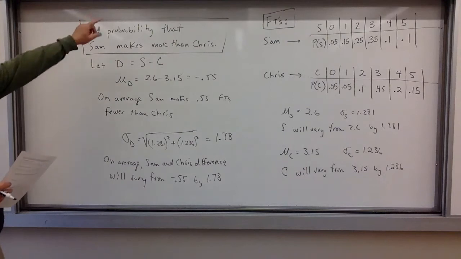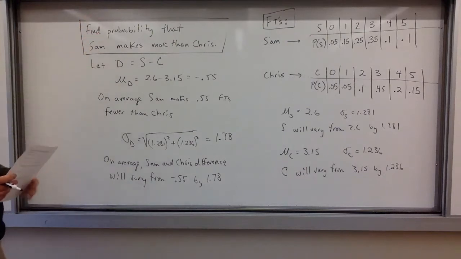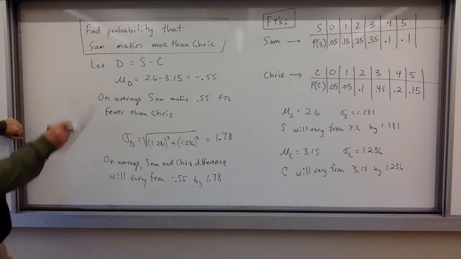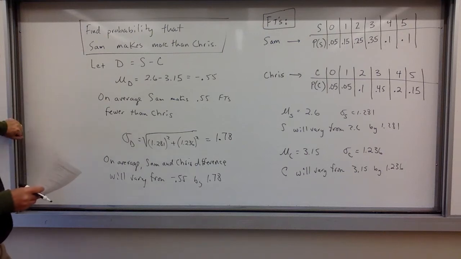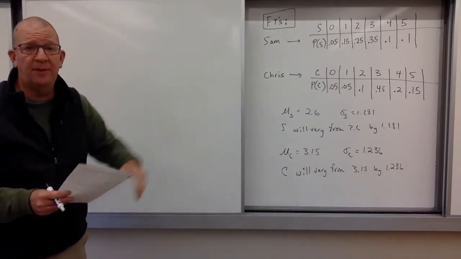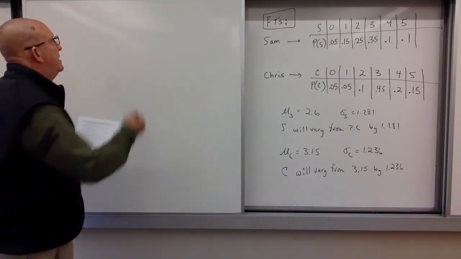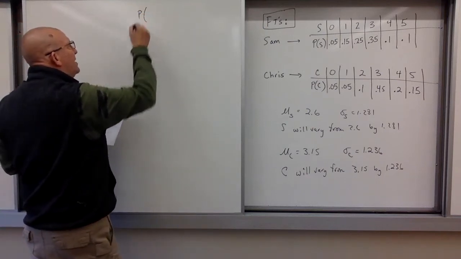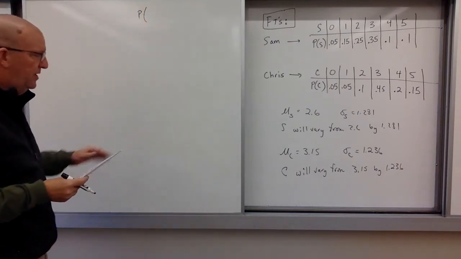Okay, but now I'm interested in this question. If you need to write this down, you can pause the video. But otherwise, we're going to now visit the question. I'm going to pull a fresh screen over, but I'm going to leave those probabilities up because we're going to need them. So we want to find the probability that Sam makes more than Chris.